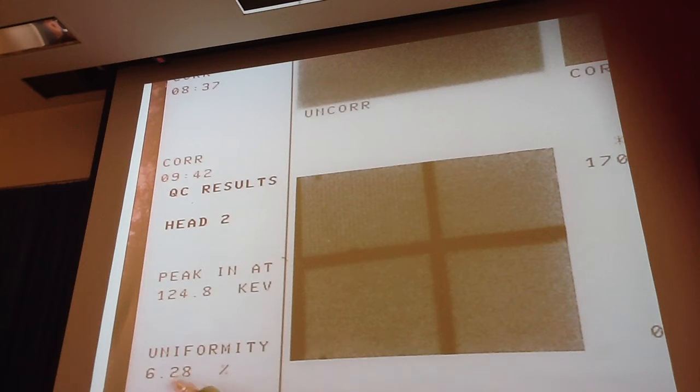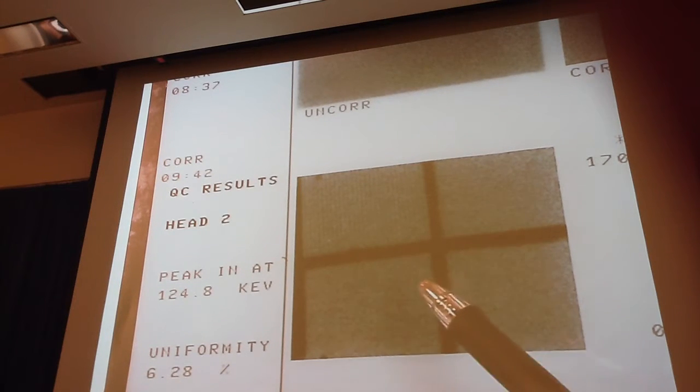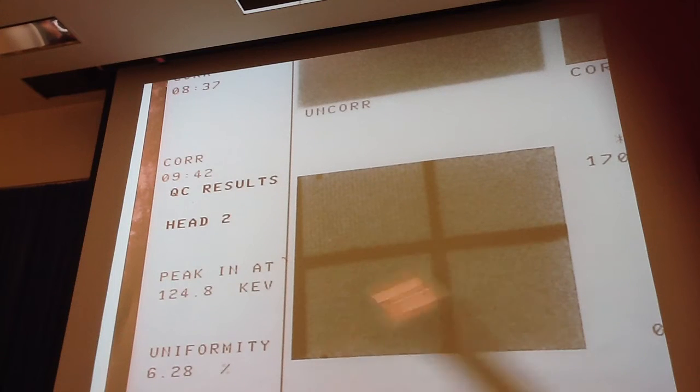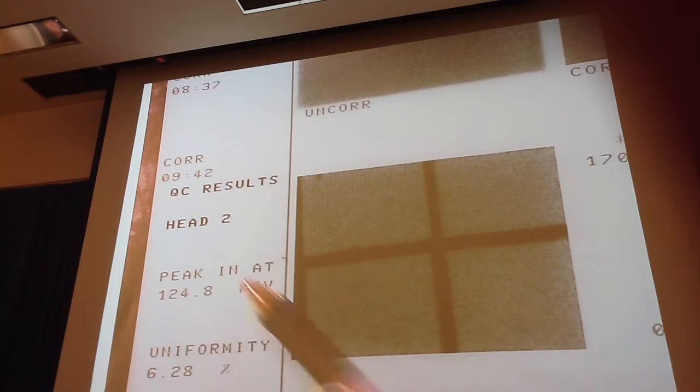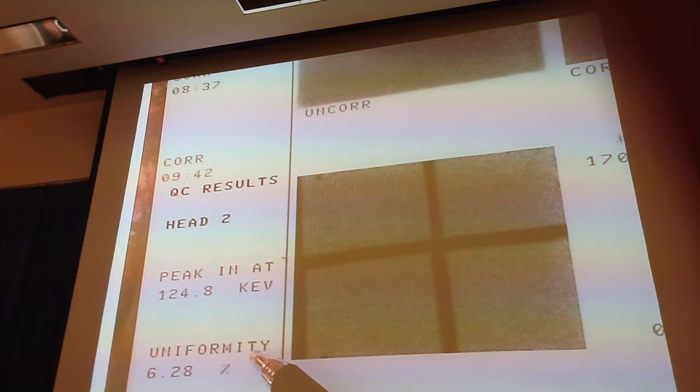What they're measuring here is what we call the differential uniformity, which means it looks at the pixel that has the highest number of counts, it looks at the pixel that has the lowest number of counts, and then it divides that by the average. So in other words, the highest minus the lowest divided by the average multiplied by 100% will tell you what your uniformity is. Remember we said that you cannot have more than a 10% uniformity difference. Okay?